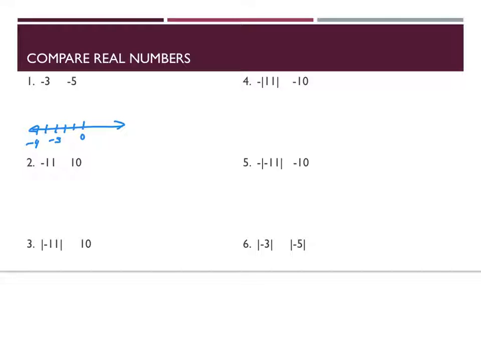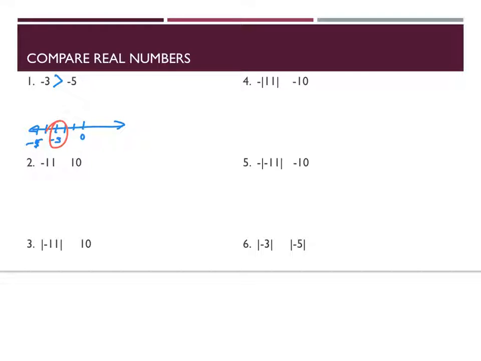Greater than means which one is furthest to the right. So -3 is greater than -5 because it's furthest to the right. That means -3 is the bigger number, so the symbol I would use is the greater than sign. The sign points to the smaller number.